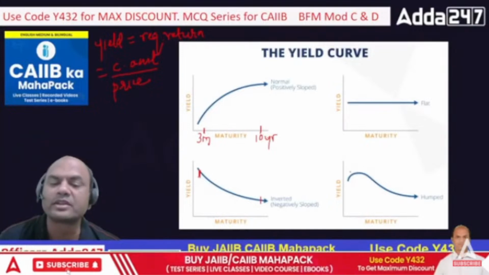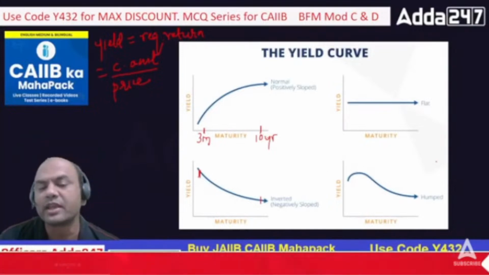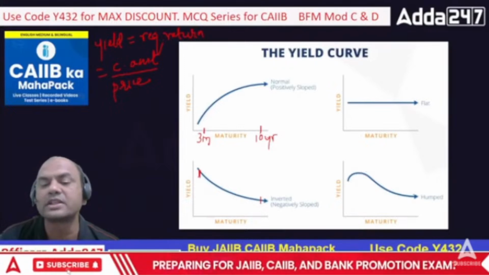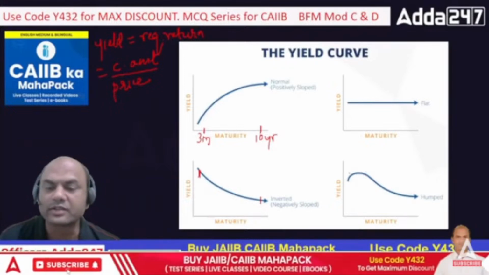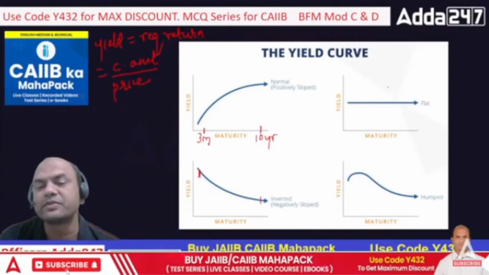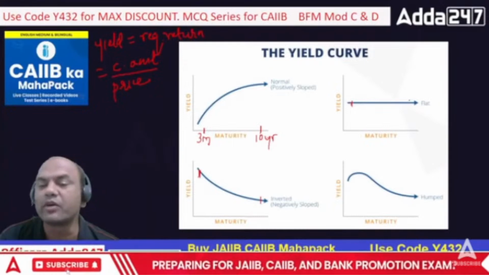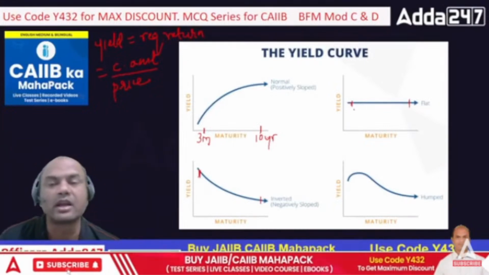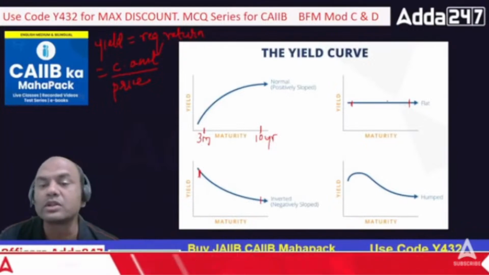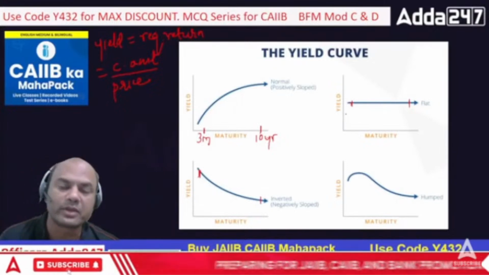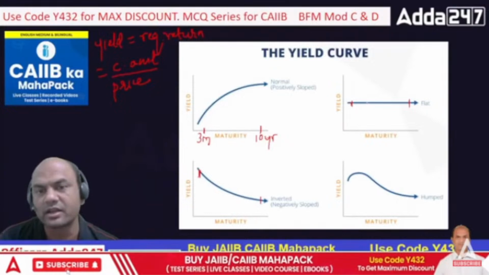Okay, next one is the camel hump. Camel hump means similar to the inverted: right now, in a short period, I will be growing, but in the longer duration I will go down. So that is called camel hump. And the last one is flat. Flat means for 3 months also the same returns I will be getting, and for 10 years also the same returns. It means my country won't grow at all. It won't go down, but it won't grow either. The growth rate will be flat for this country.